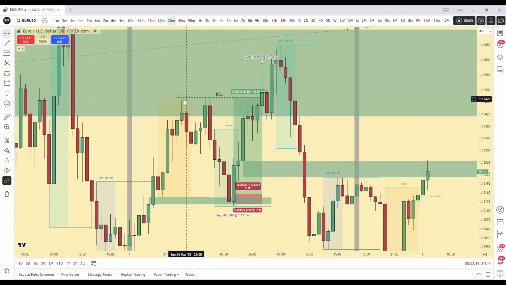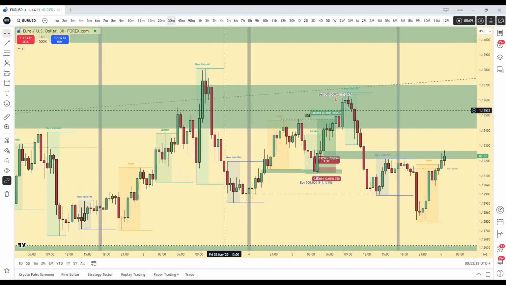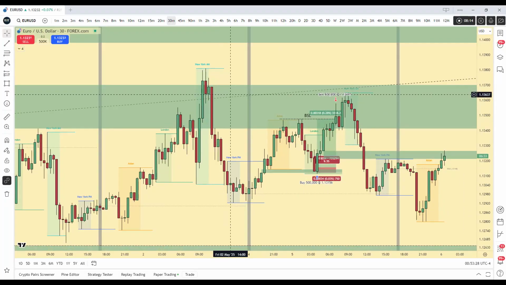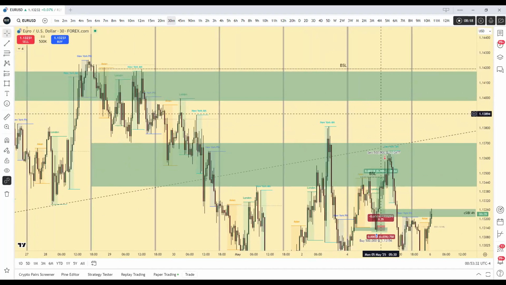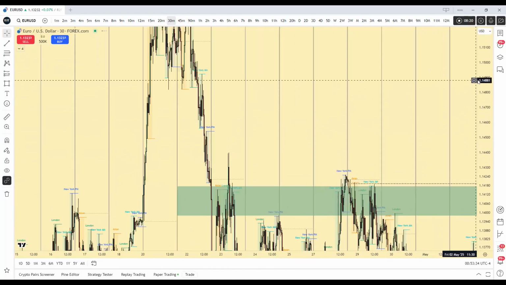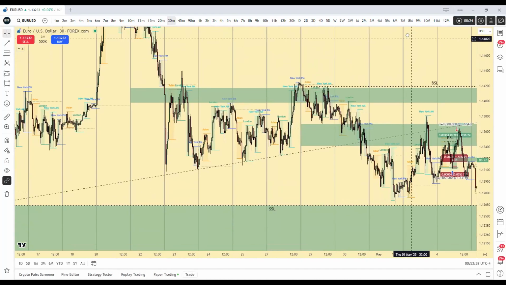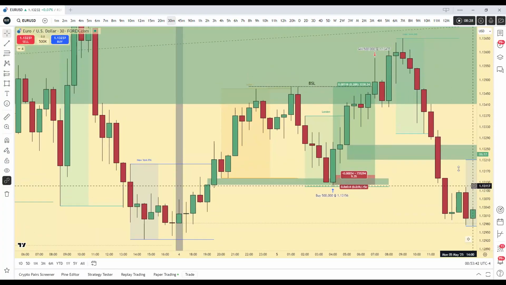So now I have my bias, which are these highs and more of the inefficiency, and I also left this open as a possible target, this order block here, and for price to possibly be coming above these equal highs and the inefficiencies here. I don't think we'll be breaking up just yet, but this was my intraday trade.